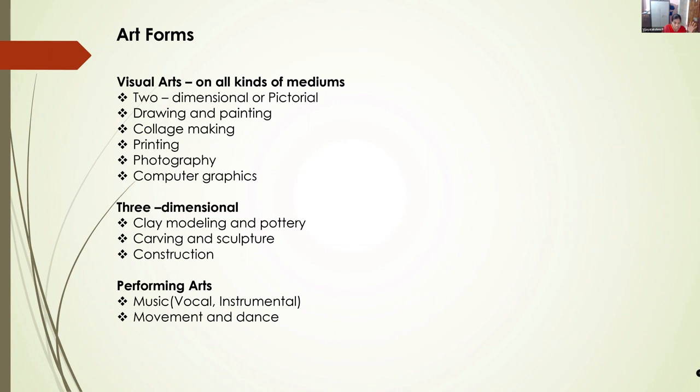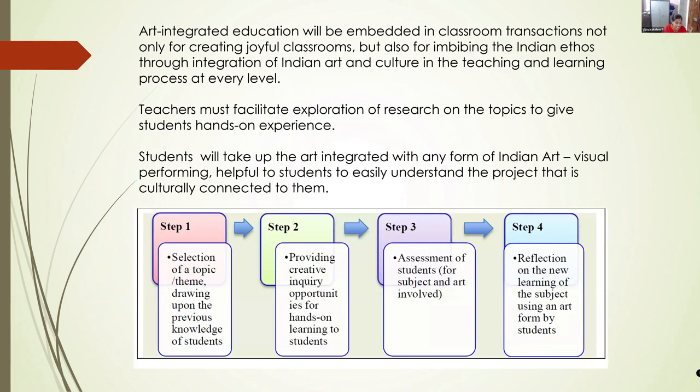Then in three dimensions, they can create models using different combinations of solids, right? And construction, carving, and sculpture are part of this, and even music, movement and dance, everything they can bring into the art. So we'll see one by one quickly. I'll show some examples also. Art integration education won't just make a joyful classroom, but also we are imbibing the Indian ethos through the integration of Indian art and culture in the teaching and learning process at every level. So to bring that culture, we implement it in our art integration.